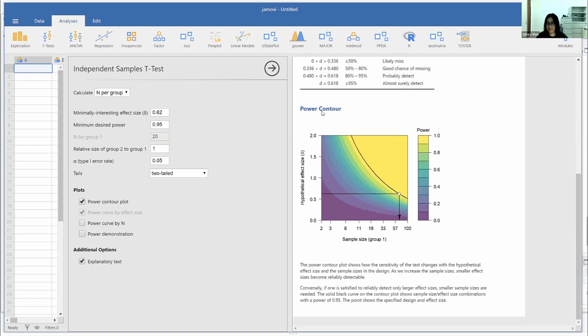You also have this amazing power contour plot where the jpower module visualizes how things are going to change if different parameters change. So as you can see, if we have a fixed effect size, and as we move from fewer subjects to more subjects, our power is going to increase. And if we have a fixed sample size, the larger the effect size is, the more power we will have. So this is the power contour plot that is super understandable for you, I think.